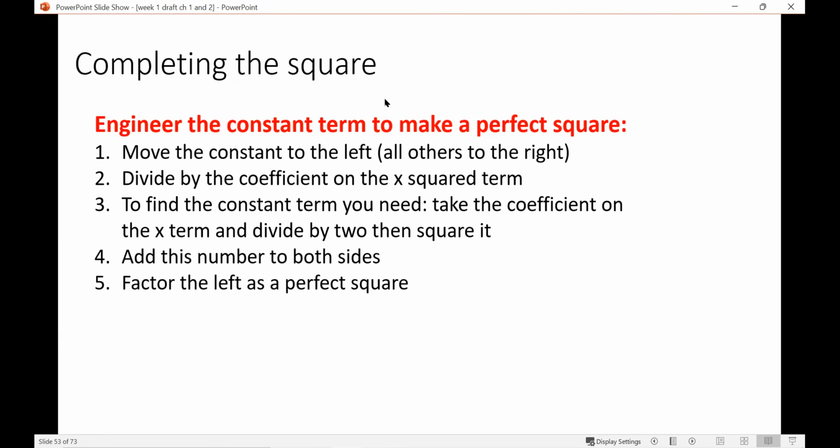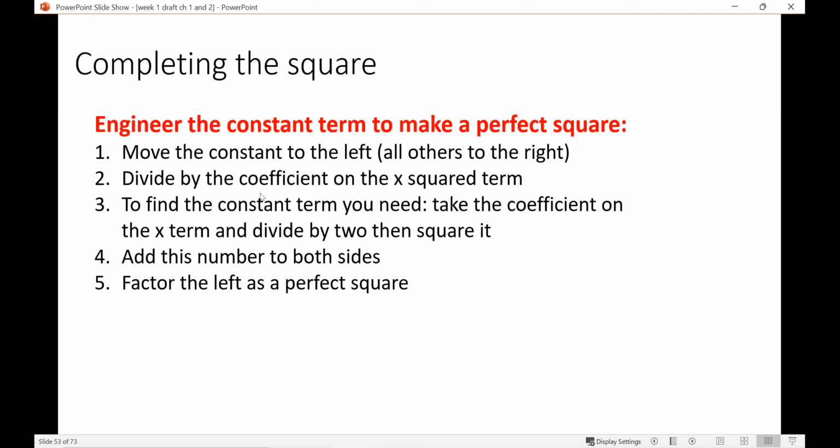Here, I just outlined the steps for completing the square. Remember, completing the square is essentially we are engineering a constant term that's going to allow us to factor as a perfect square. We use the property of equality to do that by moving the constant term out of the way or to the other side. I say left and right here. You can choose which side you want to put everything on.